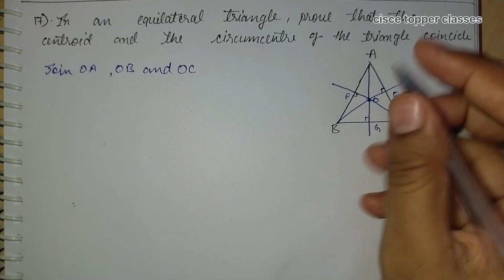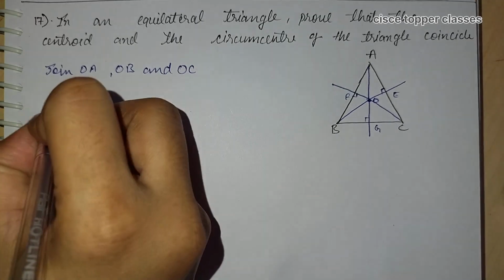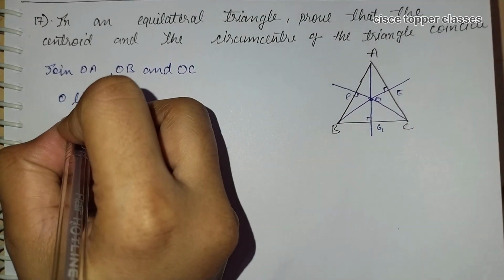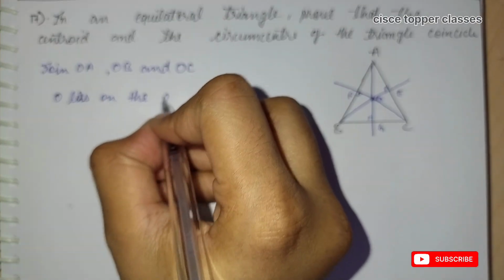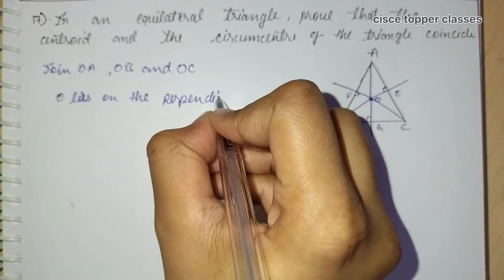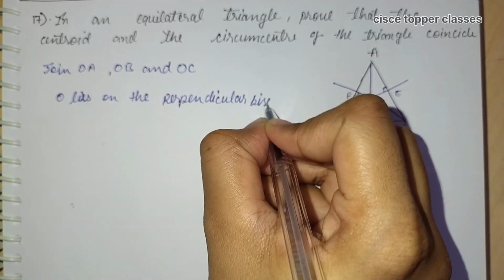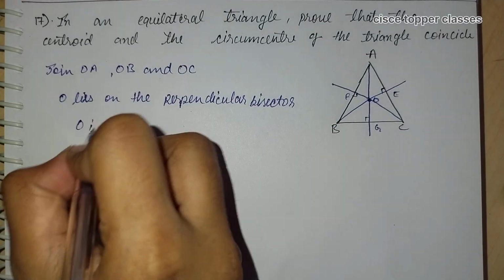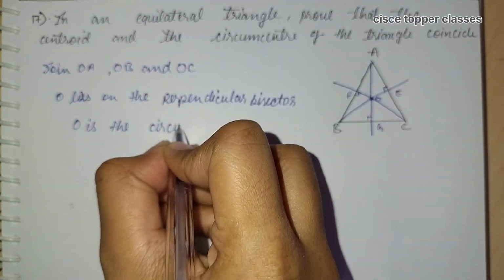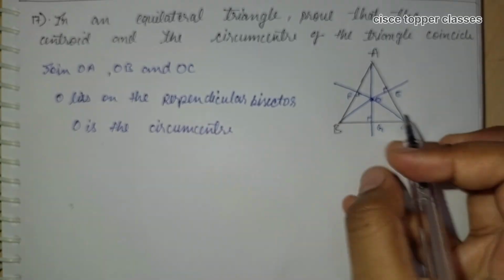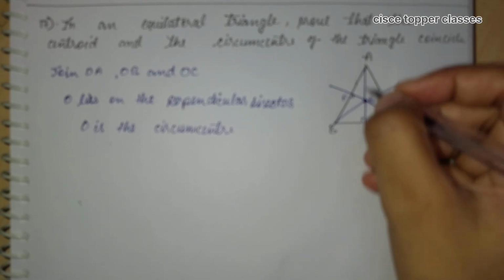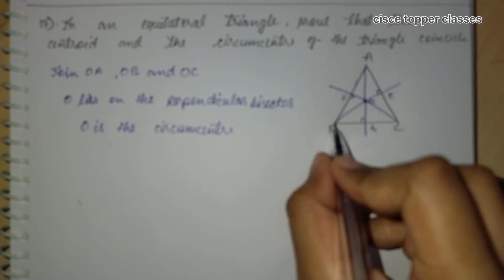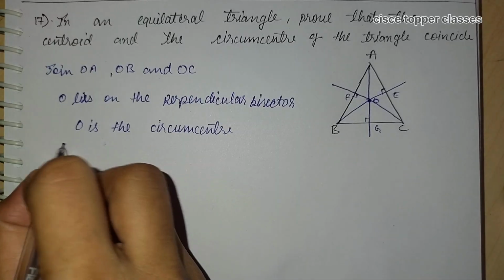So from that we can say that AG, O lies on the line of all these perpendicular bisectors. So here O is the circumcenter. From here we can say O is the circumcenter, and as we join OA, OB and OC, we can simply say that this AG is the perpendicular bisector also, and it divides the triangle as a median.